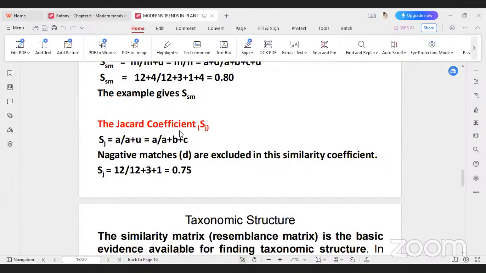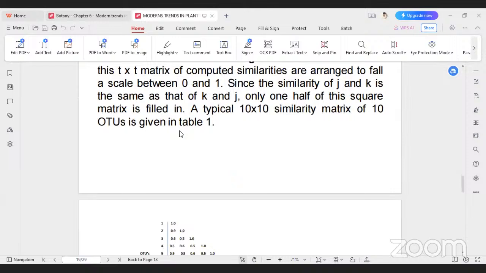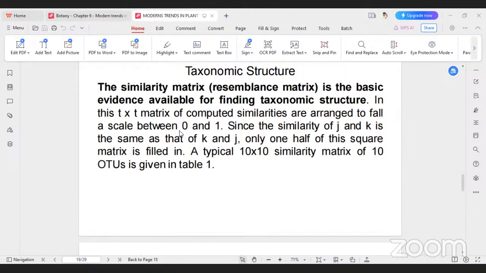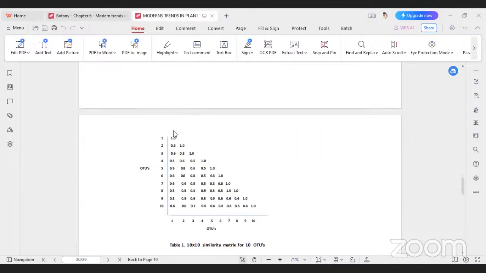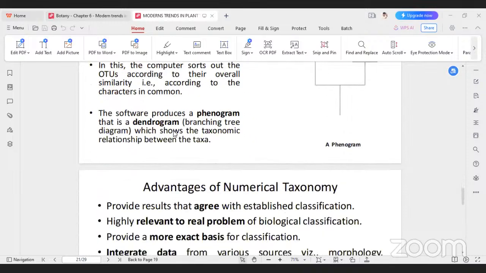This qualification is not important. Taxonomic structure, the final one. The similarity matrix, or resemblance matrix, is the basic evidence available for finding taxonomic structure. Cluster analysis is also not important.